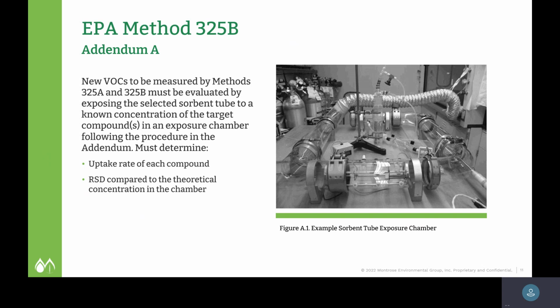Basically, you expose tubes and determine the uptake rate through measurement, right? Empirical data. You generate an RSD of those data values, and you compare it to a theoretical number of what was put in the chamber. In a nutshell.